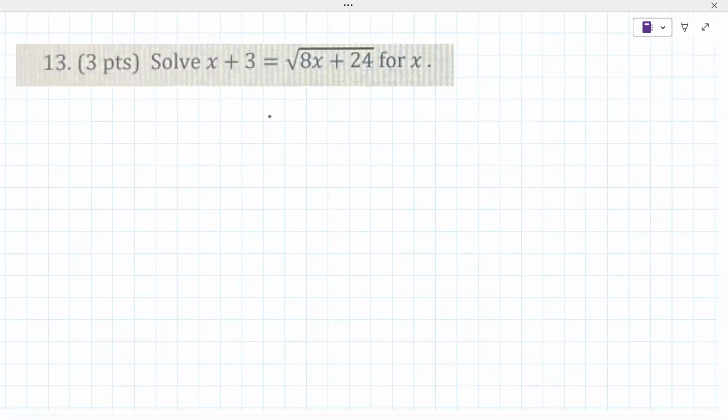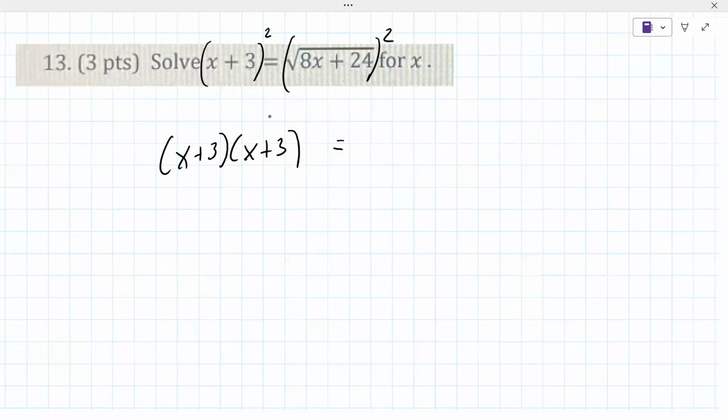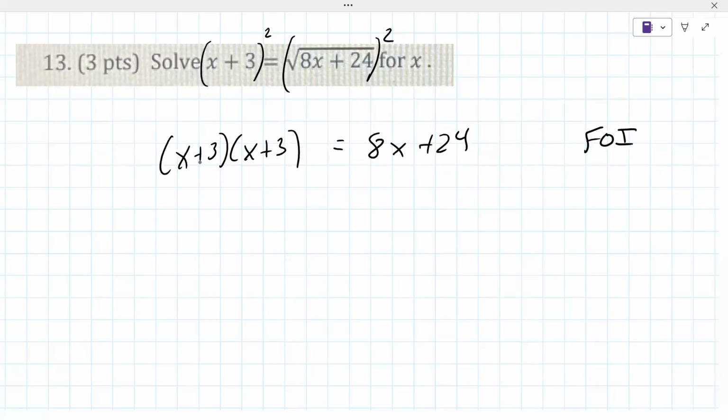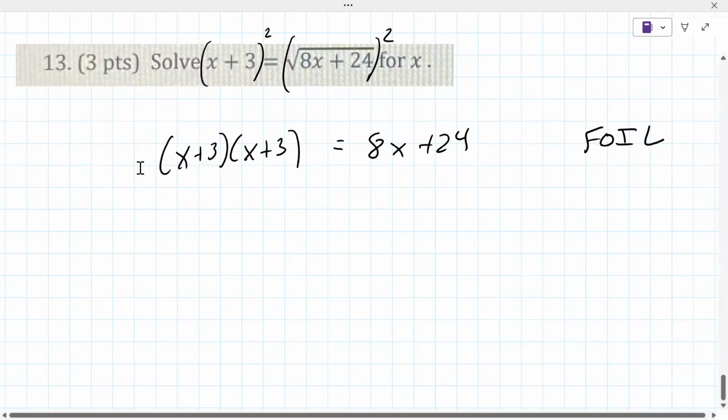So just like before, you undo a square root with a square, so you square both sides. On the left, x plus 3 squared really means x plus 3 times x plus 3. On the right, it's 8x plus 24. Do you remember how to FOIL? Okay. Could you try foiling this on the left for us, please?